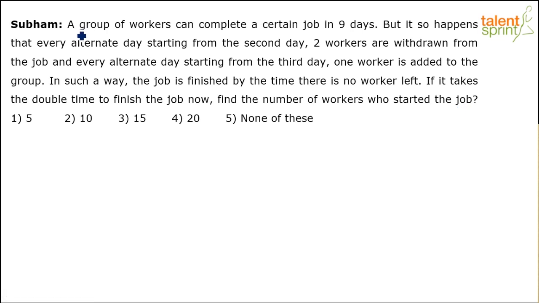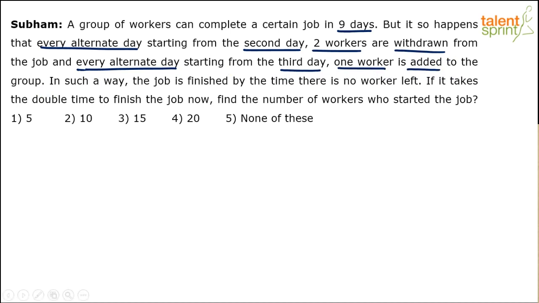So, interesting one. It says there is a group of workers, we don't know how many of them, who can complete a certain job in 9 days. But what happens? Every alternate day, starting from the second day, 2 workers are withdrawn from the job. And every alternate day, starting from the third day, 1 worker is added to the group. So there's some addition and removal happening on alternate days, right?